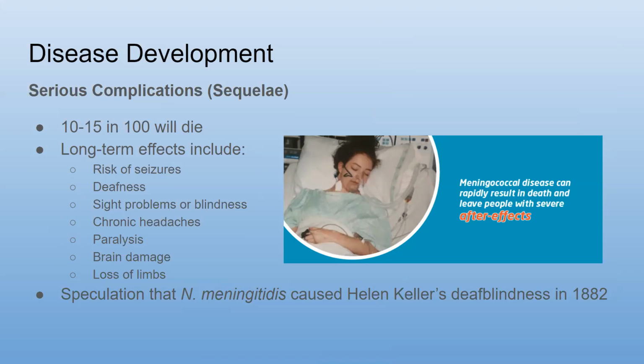And meningitis can have lasting effects on the brain, including the ongoing risk of seizures, hearing loss, deafness, vision impairment or blindness, chronic headaches, paralysis, and cognitive problems, including learning disabilities and heightened anxiety. There is speculation that Neisseria meningitidis is responsible for Helen Keller's deafblindness in 1882.